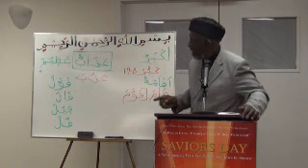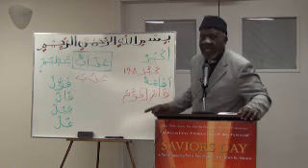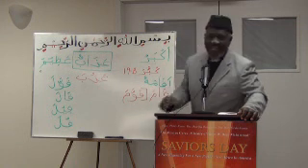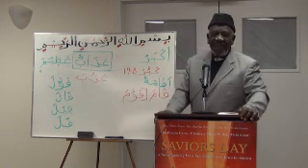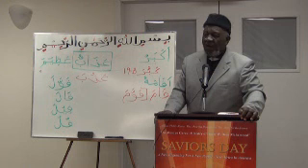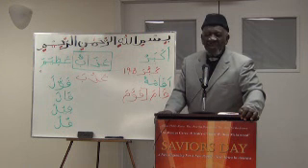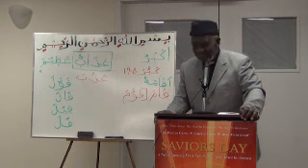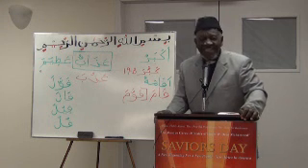Okay. When it's weak, that means one letter is a vowel. If it's double weak, that means two of the letters are vowels. And if it's triple weak, that means all three letters are vowels. All three of them are weak, meaning they can change.